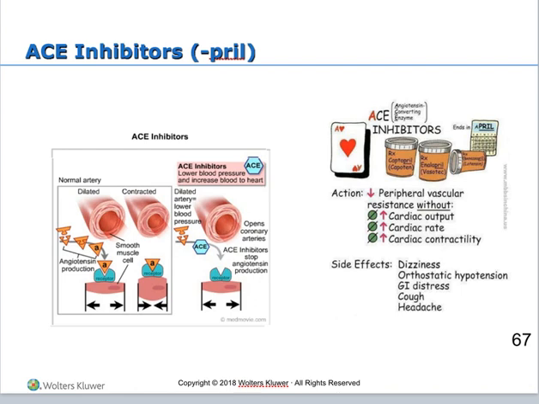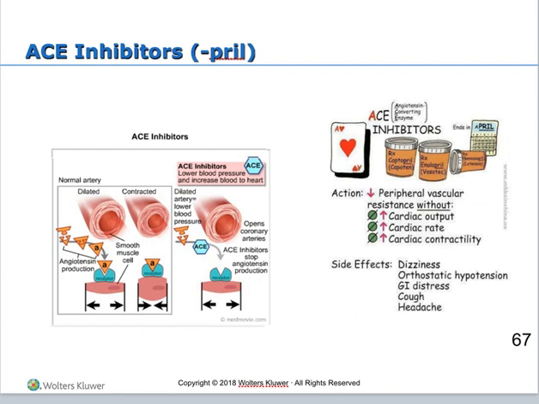Step 3, angiotensin 1 is converted into angiotensin 2. Step 4, angiotensin 2 is a potent vasoconstrictor, and it increases peripheral resistance and promotes secretion of aldosterone. Step 5, aldosterone promotes retention of sodium and water, increasing the blood volume and the workload of the heart.